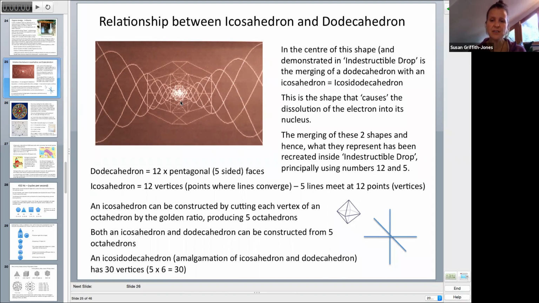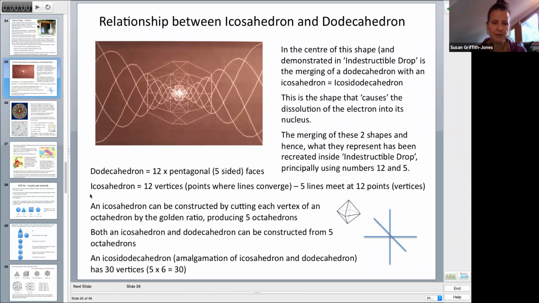The merging of these two shapes, and hence what they represent, has been recreated inside the indestructible drop, principally using the numbers 12 and 5, as I've just explained earlier. And these numbers pop up again in the dodecahedron. We have 12 pentagonal 5-sided faces. And in the icosahedron, we have 12 vertices, which are points where lines converge. 5 lines meet at 12 points, the 12 vertices.